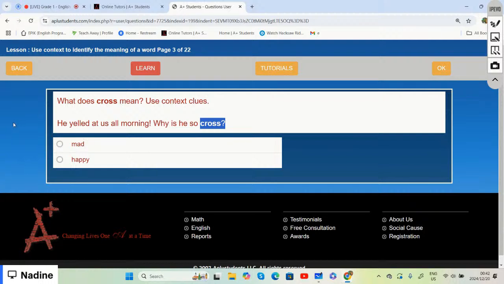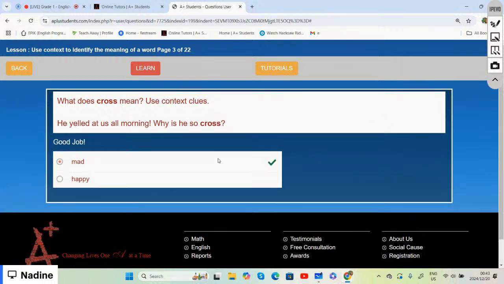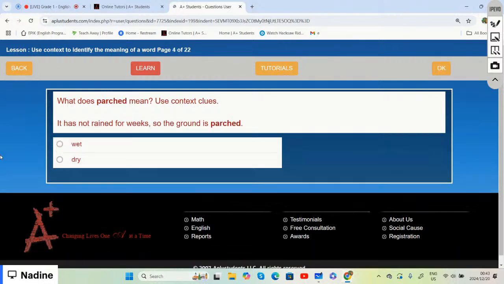Yes, and if we were to choose the correct option, it says he yelps or yells at us all morning. Why is he so cross? And then another word for cross is like asking, why is he so mad early in the morning? Well done. So mad is another word for cross.